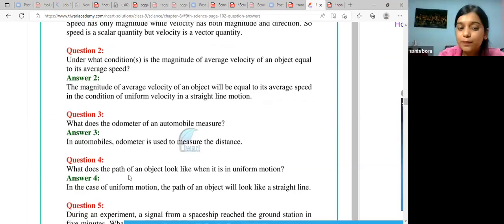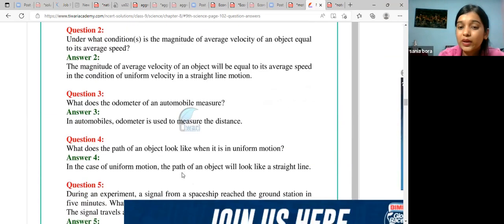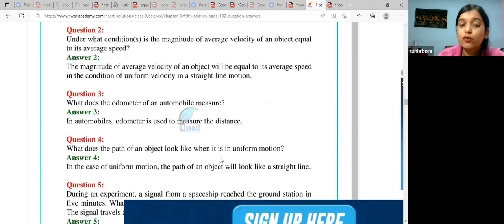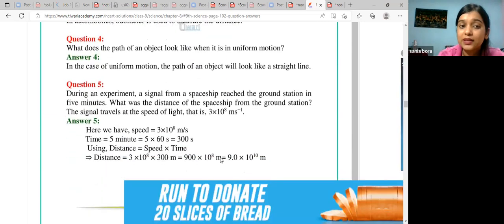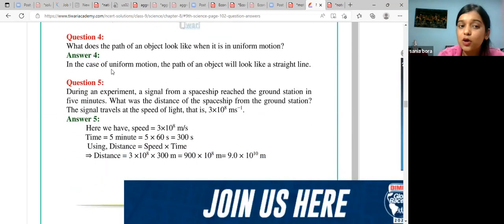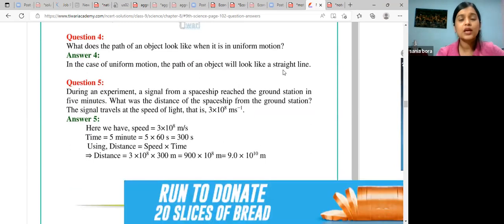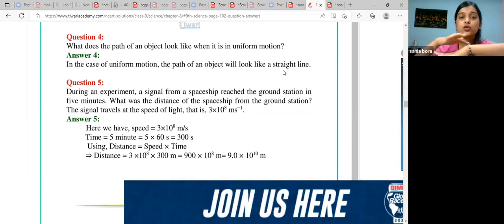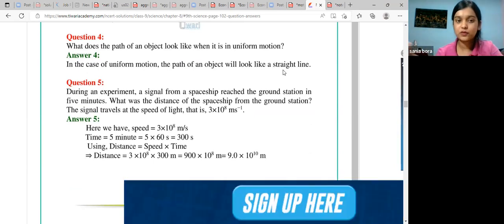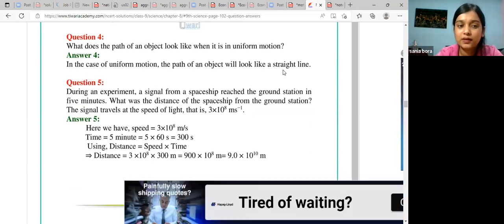Next, what does the path of an object look like when the motion is uniform? For example, if you are moving with a uniform speed, then what will the path look like? So in case of uniform motion, the path of an object will look like a straight line, right? If you are moving uniformly, then that means you are moving in a straight line. So very simple, right? Clear?